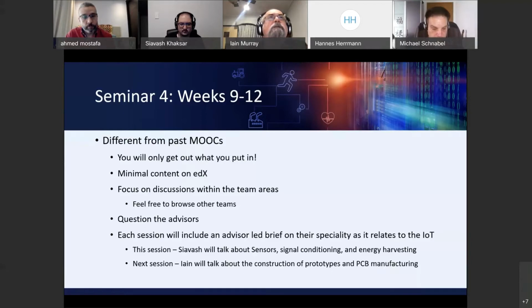So make the best use of it. That's really what I want to get across. Question the advisors and try and stump us, because we don't know everything. If we don't know, we usually have a way of finding out. We have some fairly good contacts in other areas, which has come out already in the discussion on vibration sensors.